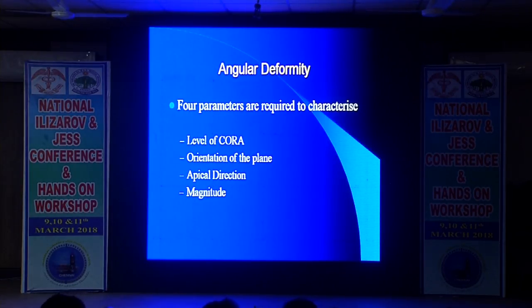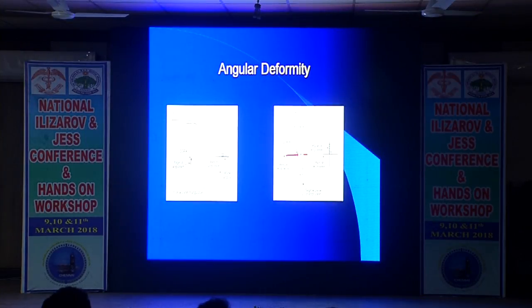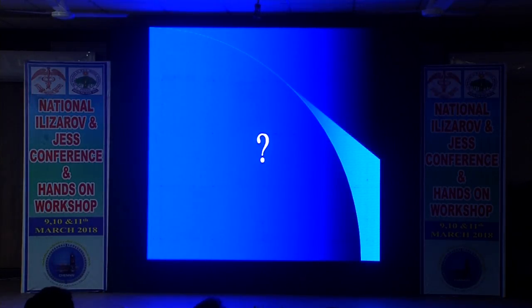And the second part, about the angular deformity, has 4 parameters that you need to know: the level of the CORA, which I will explain further in a second, the orientation of the plane, the apical direction, plus the magnitude. This is summarized in those 2 X-rays. So that is the basic idea of the deformity so far. I'm now going to explain a bit further on the CORA method.